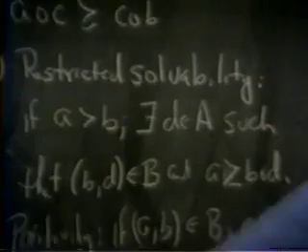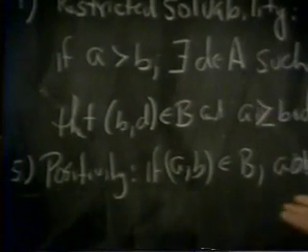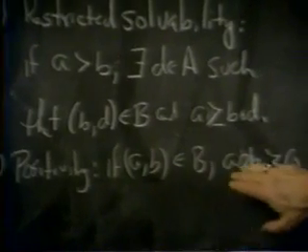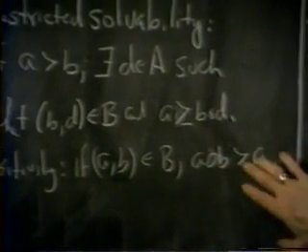The fifth axiom is positivity. As before, it says that if A and B can be concatenated, then A∘B is strictly larger than A.